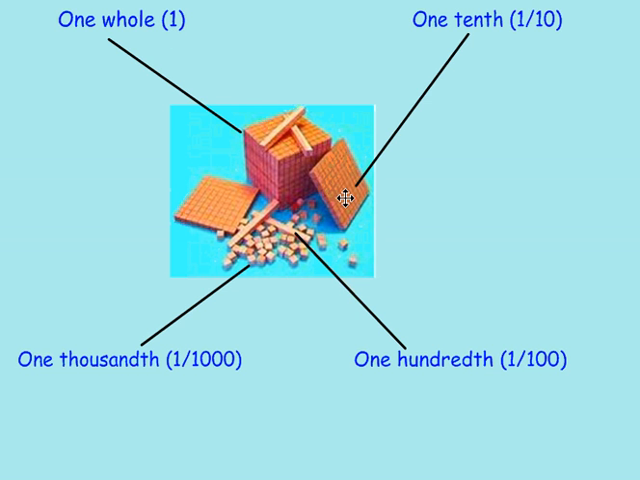This flat is worth 1/10, or a 10th, because 10 of these will fit into one of those. This long is worth 100th, because 100 of these will fit into 1. And this little block is worth 1,000th, because 1,000 of these will fit into there.